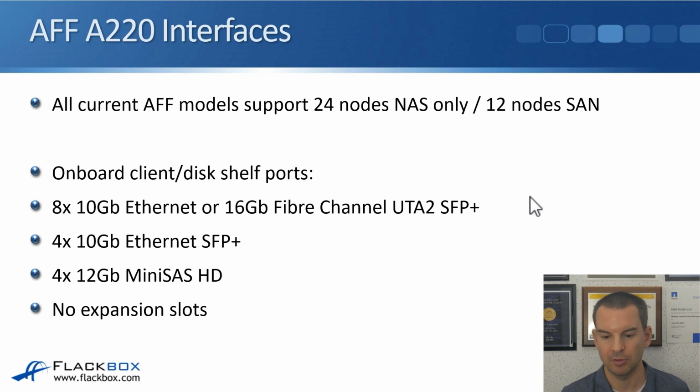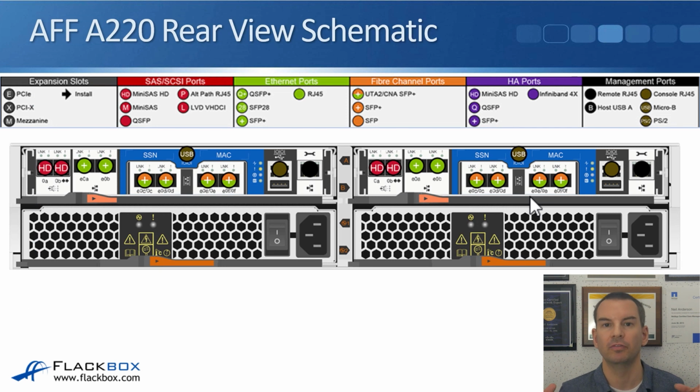Okay, let's have a look at the actual back of the controller now so you can see where those different ports are. So this is the A220. You can see there's 2 controllers in the chassis there. We've got the controller on the left and the controller on the right, which are both identical. The controllers have got 2 SAS ports on the left here. Then we've got 2 Ethernet 10 gig SFP+. Then there are the 4 UTA2 ports, which can be used as either Fibre Channel or 10 gigabit Ethernet. That does have Fibre Channel over Ethernet support as well.